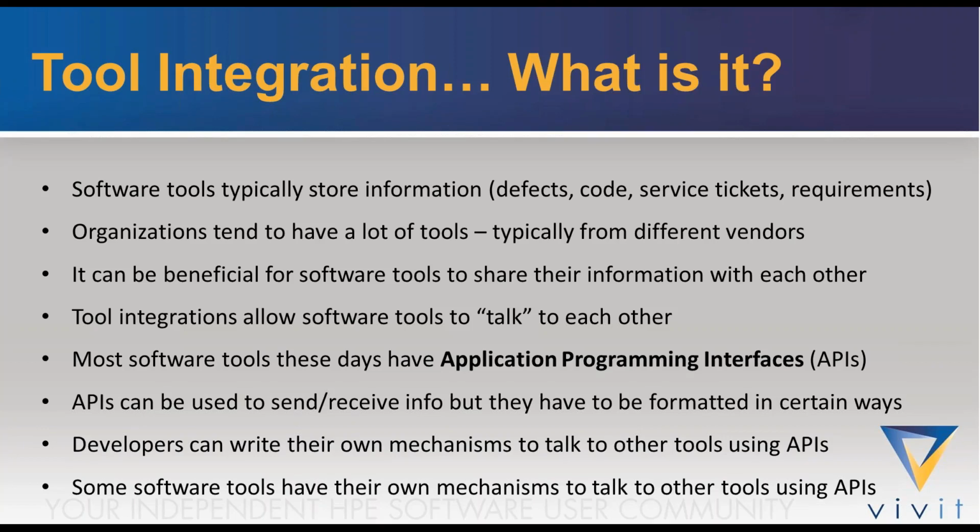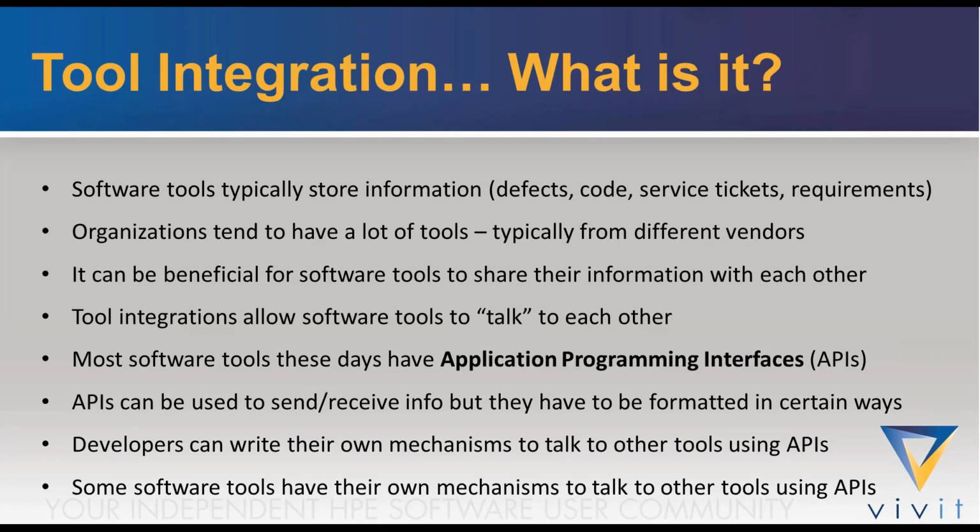And developers can write their own mechanisms to utilize these APIs to share information. There are even some software tools that develop their own mechanisms and have that as part of their product. One good example of that is the Micro Focus ALM Synchronizer. You may be familiar with ALM Synchronizer. It's a tool that can do a lot of what I'm going to show today. It can synchronize between ALM and Jira. It covers really basic synchronizations really well. It's a good free tool.